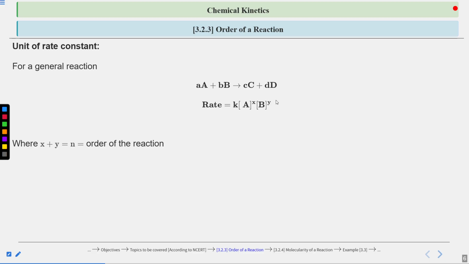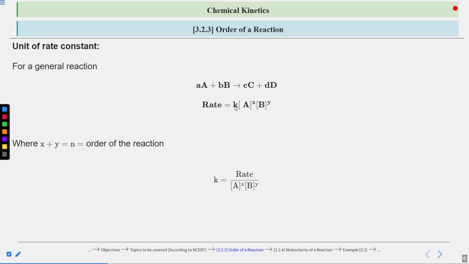So x and y may or may not be equal to the stoichiometric coefficients of the reactants in a balanced chemical equation. But if you have a general reaction and you determine the rate law from that, whatever exponents are present on the concentrations of the reactants, when you sum them, it will give the value of n, which represents the order of the reaction.